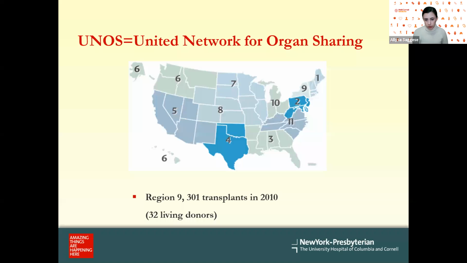This is what we use to decide how we're allocating. There's regions. The United Network for Organ Sharing has given us regions as to where organs are offered and distributed. And we're region 9. And you can see all the others here. It's chosen by population. So we're in a really densely populated area, so we don't span too many states. And then other areas have a lot to them.